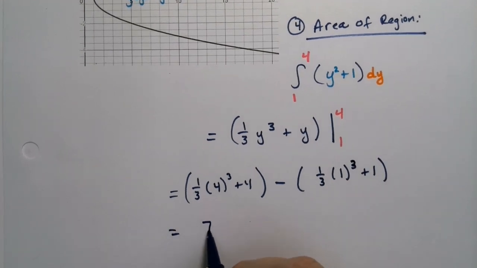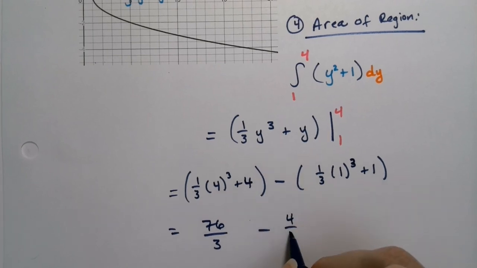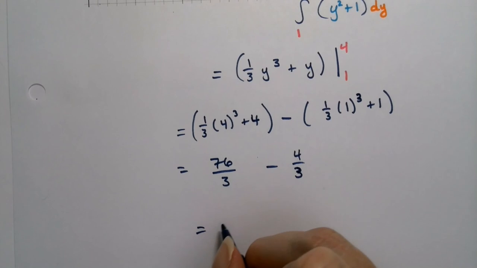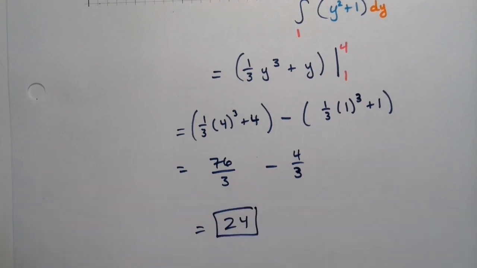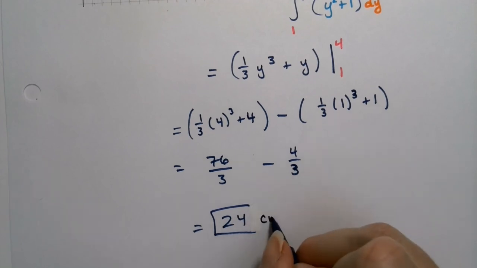which is 76 over 3 take away 4/3, which is 24. Oh, centimeters squared. Sorry. Everything was assumed to be in centimeters. So this would be centimeters squared because you're finding an area.